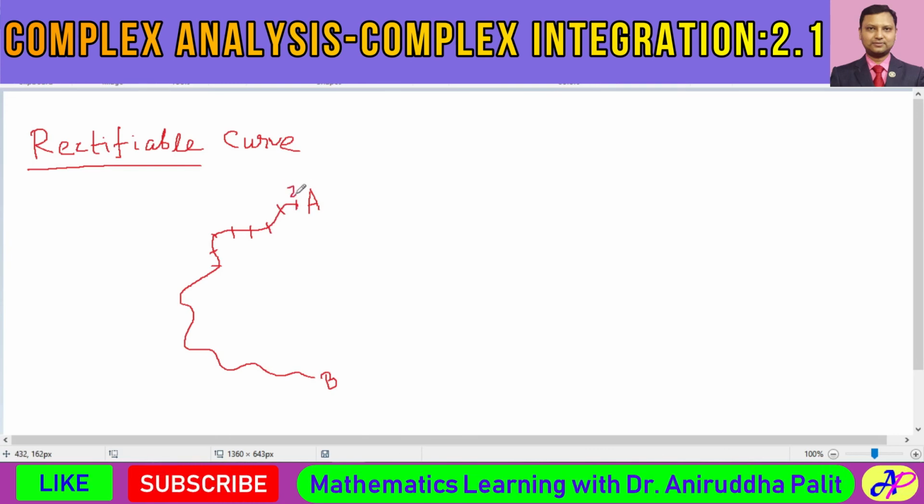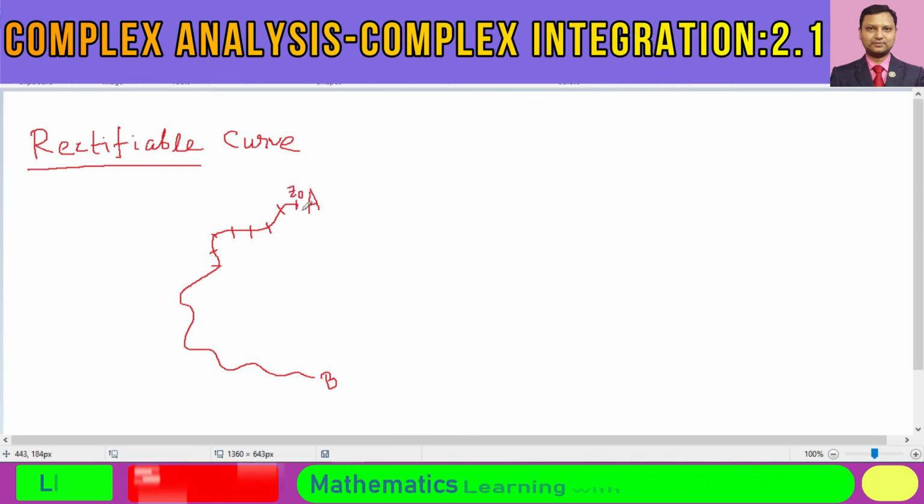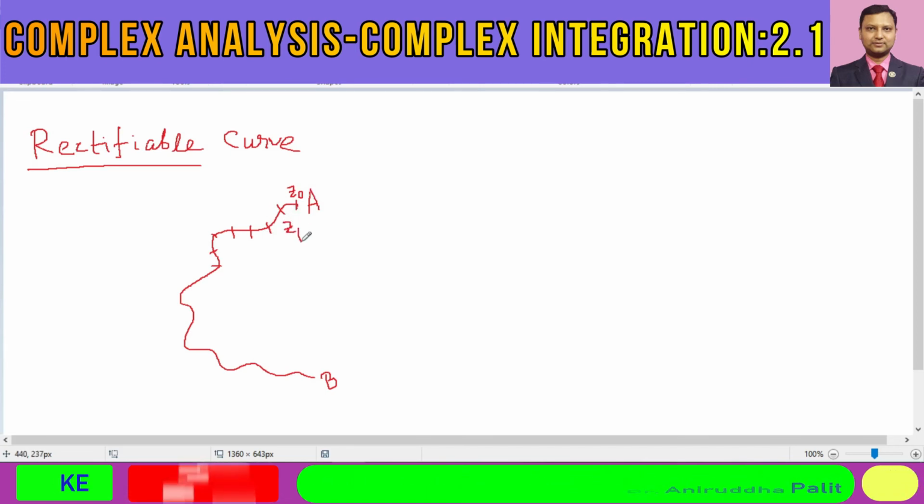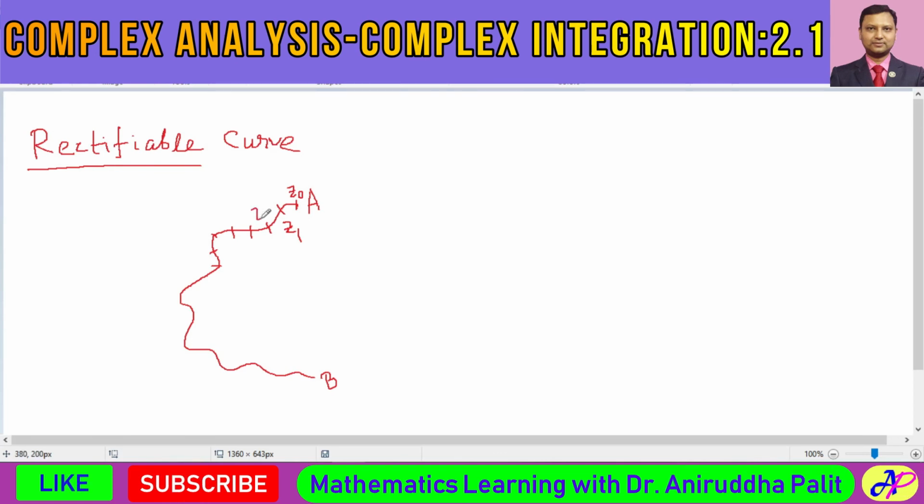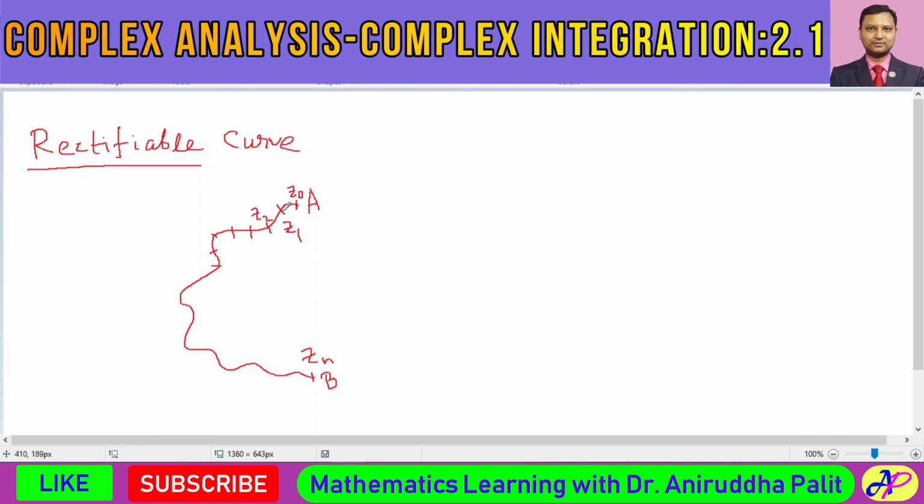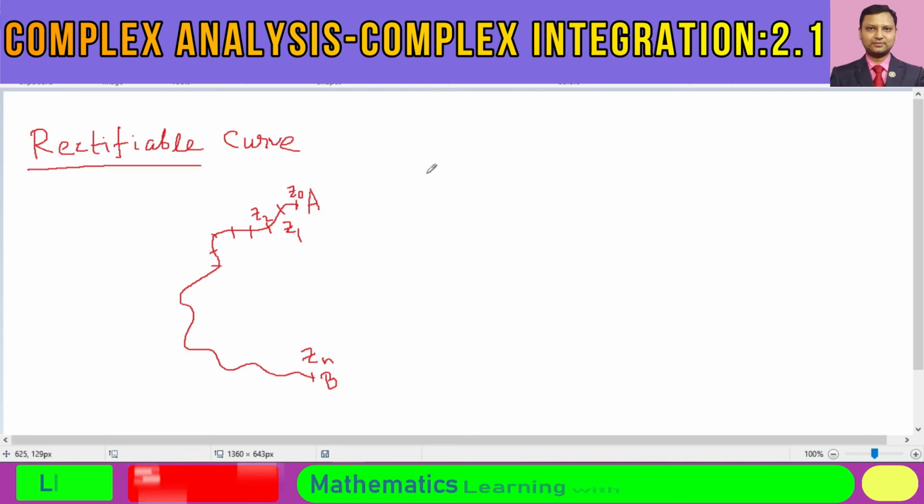Say the first point is, suppose, z0. Then the next point, suppose this is our point z1. Then this point is z2, and so on. And the final point, suppose this is zn. Now, what would be the length? Let me draw this length in another color. Let me consider this blue color.